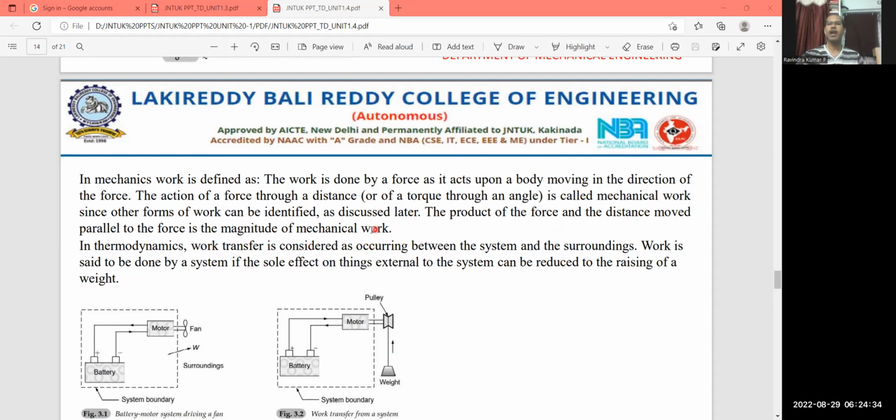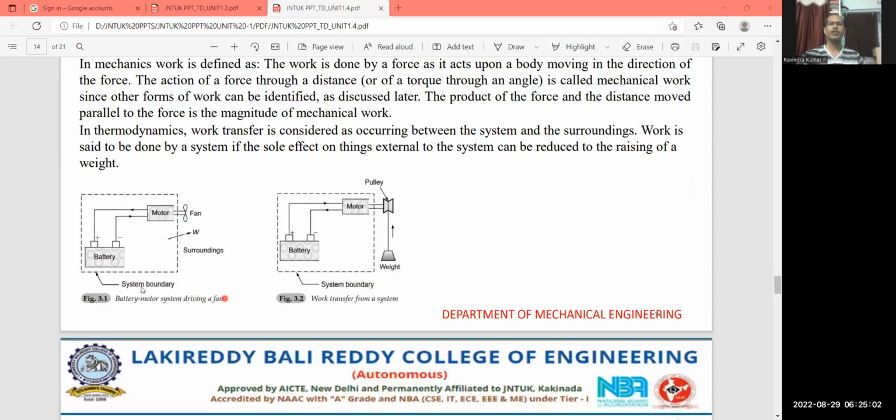This is what you learn in engineering mechanics. Whereas in thermodynamics, work is equal to pressure times change in volume. So in thermodynamics, work transfer is considered as occurring between the system and the surroundings. This work is said to be done by the system, or work is said to be done onto the system.